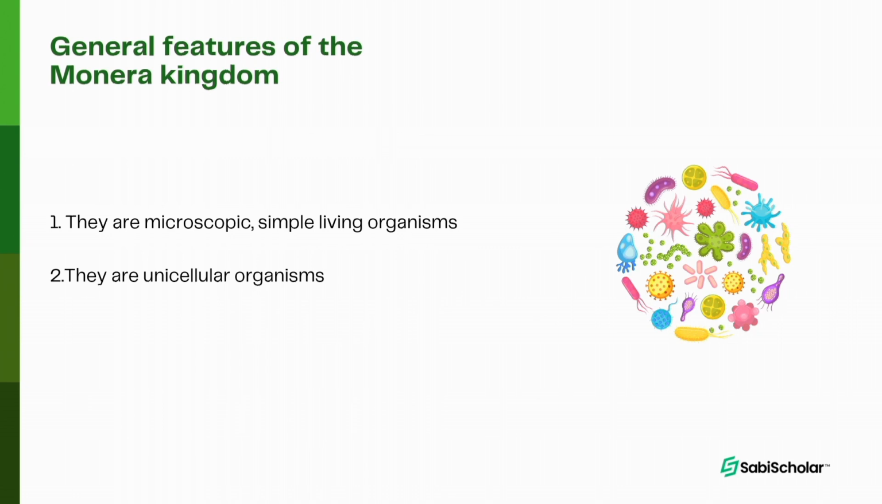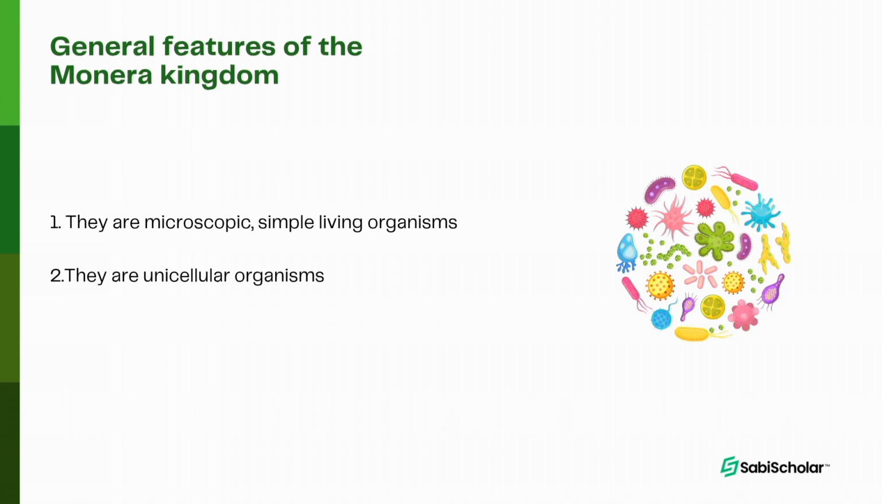1, they are microscopic and simple living organisms. That is to say that they are very, very tiny. Sometimes we can't even see them with our bare eyes. They are very small, hence why they are said to be microscopic organisms. The second one is that they are unicellular.